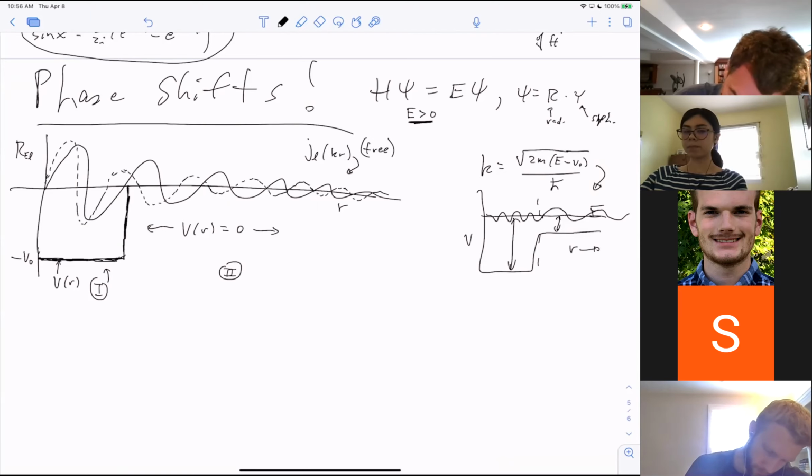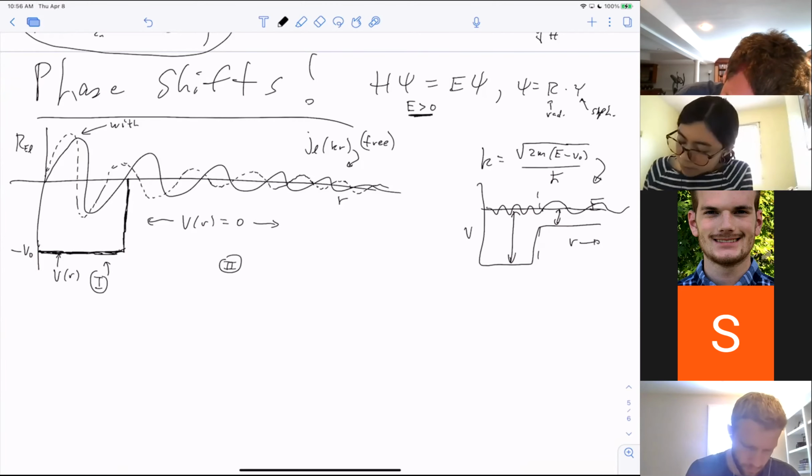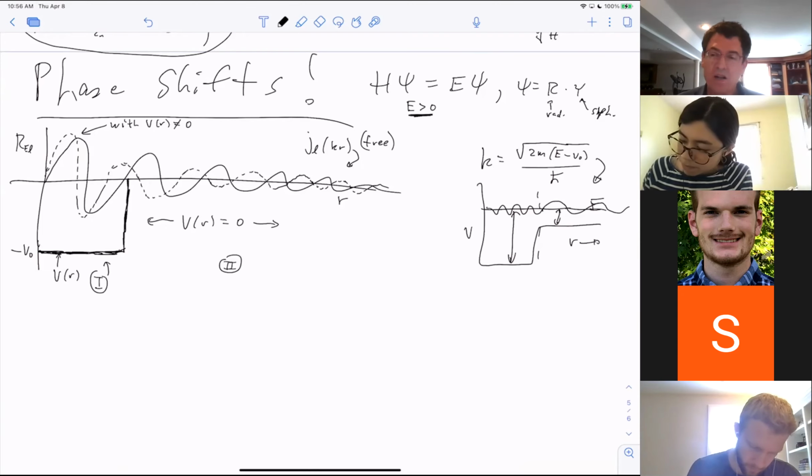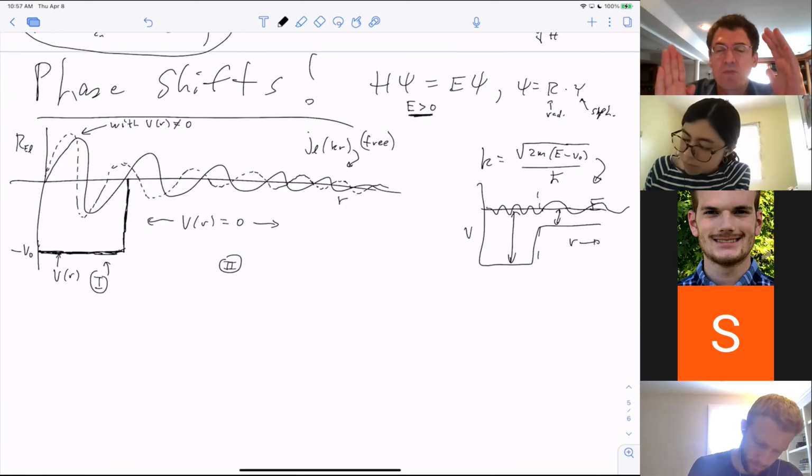And so this is with the potential, and is the dashed line. So this is with V of R not equal to 0. So the wavelength in region 2, nothing happens. But in region 1, the wavelength got shorter.